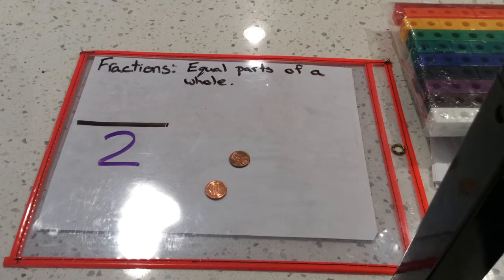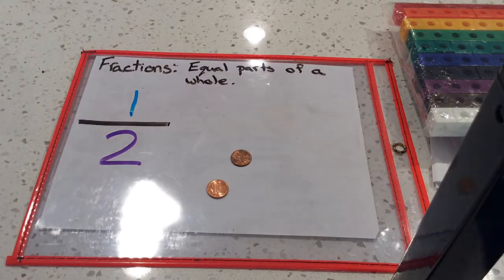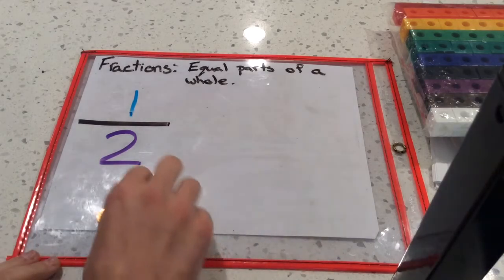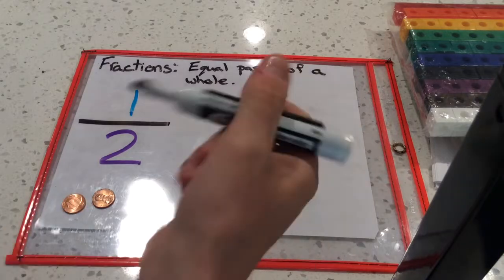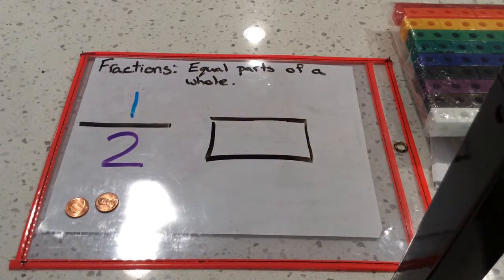Okay, so what I'm representing with this fraction here is I have 1 out of my 2 pennies that has heads up, and then the other one would be tails. So if we think about drawing this fraction, I'm going to start with just any old rectangle, and that's going to represent my whole.